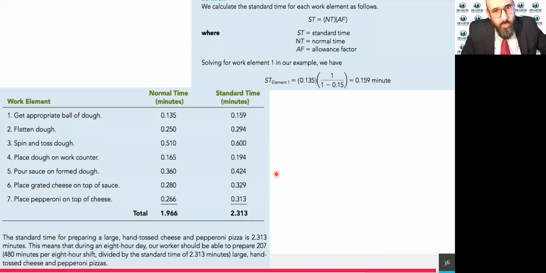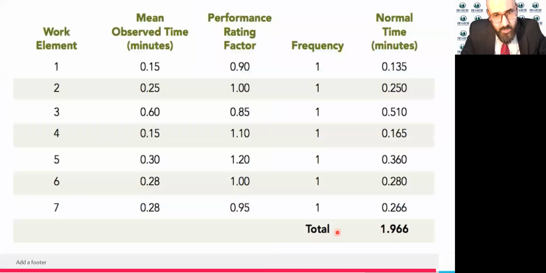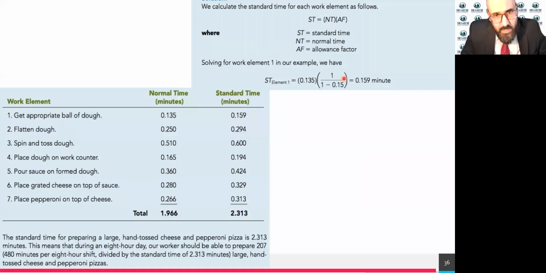Now we need to calculate the standard time. The standard time is the normal time times the allowance factor. The normal time for element 1 is 1.35 times the allowance factor, which is 1 over 1 minus 0.15. You do the same thing step by step, and that will give you 2.313 minutes to make one large pizza.